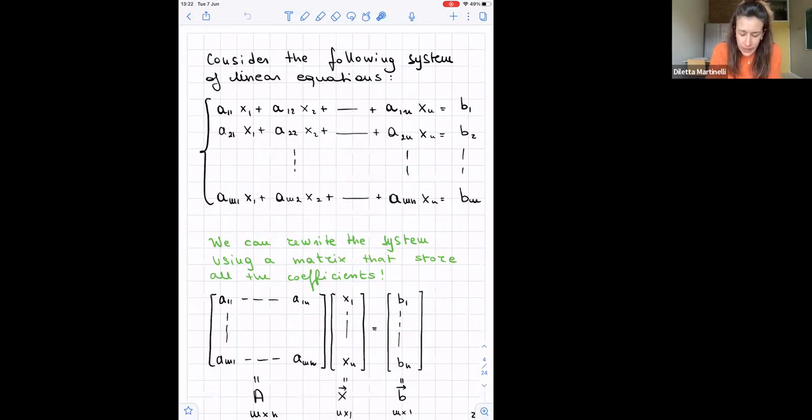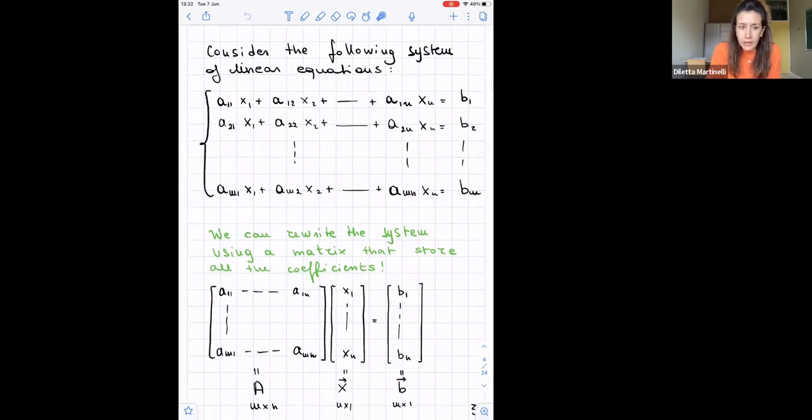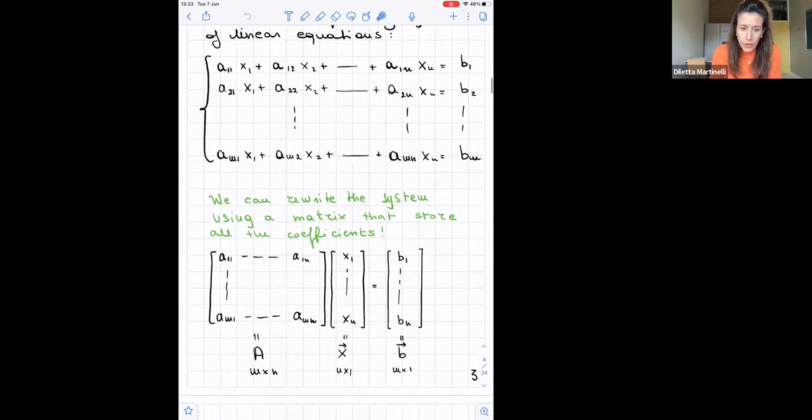So if we have a linear system of equations, let's say that we pick m equations in n variables, x1 to xn. This is the usual form of a linear system, and we can actually rewrite the system using a matrix of the coefficients. So we have the matrix A that again is of size m times n, applied to the vector x that lives in R to the n. So it has n entries, the same number as the columns of A. And we get as an output a vector B that instead lives in R to the m. So it has m entries, like the number of rows of A.